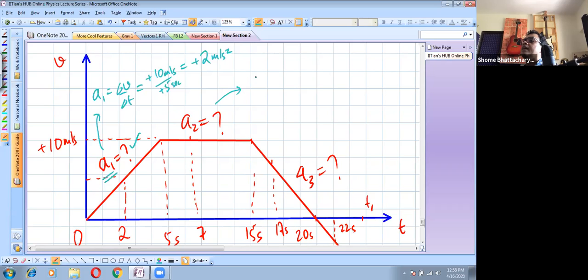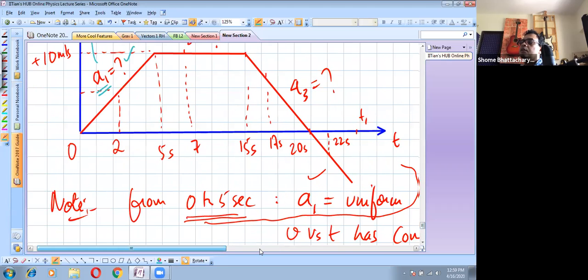Similarly, in this part, you can see directly A2 will be 0 because the slope is 0. Why is the slope 0? Because the change in velocity is 0. Between 5 and 15 seconds, you can see the velocity is remaining constant at 10. So there is no change in velocity. So the slope is 0, so the acceleration is 0. Okay. Now let's talk about this interval, A3.